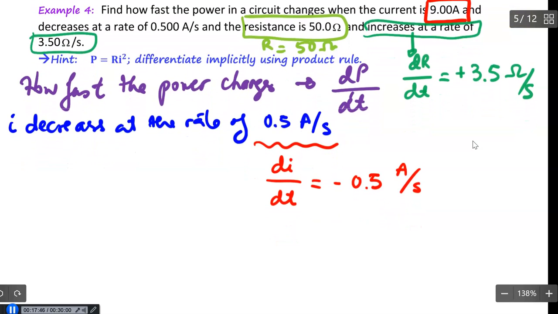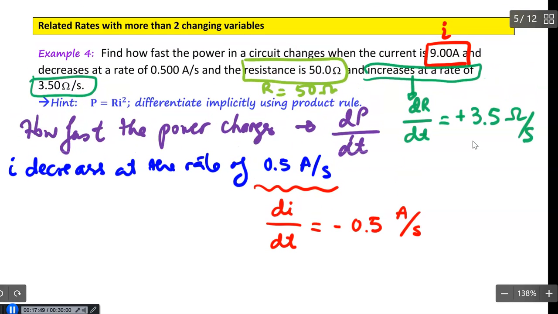Okay, so we analyze our problems, and we try to read all of these variables, the rates, and how we are going to find the power in this case. And the equation is not given to us.